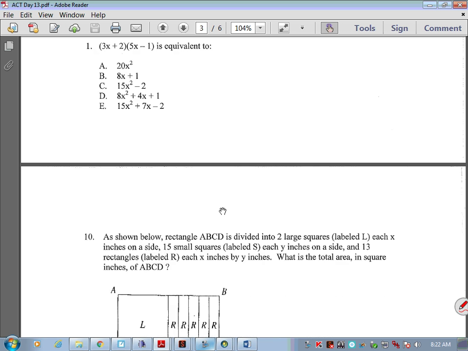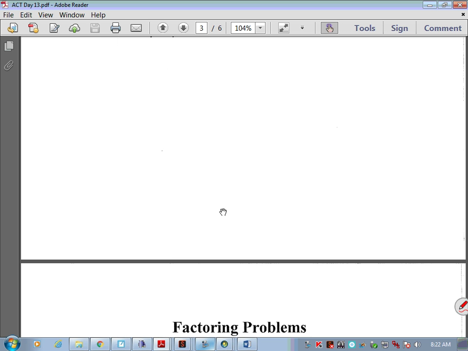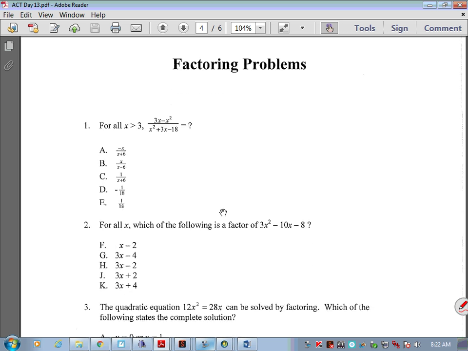I know it goes through 8 and then it jumps to 1. 1 is E, 15x squared plus 7x minus 2. 10 is K, 2x squared plus 13xy plus 15y squared. All right, factoring. Number 1 should be A, negative x over x plus 6.